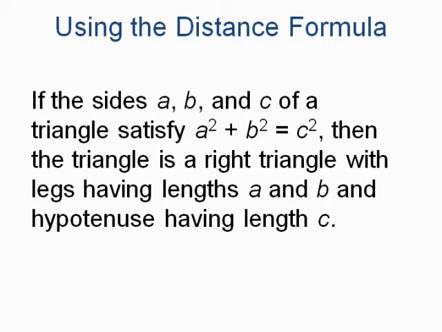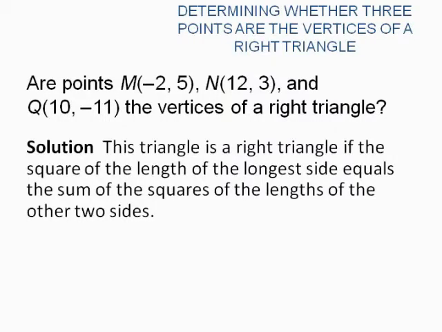Now, here's the acid test for showing if something's a right triangle, and that is if it passes the Pythagorean theorem. If the sides A, B, and C of a triangle satisfy our friend A squared plus B squared equals C squared, then we can prove things are right triangles. So in the next example, they are going to give you 3 points and ask you, are these 3 points vertices of a right triangle?